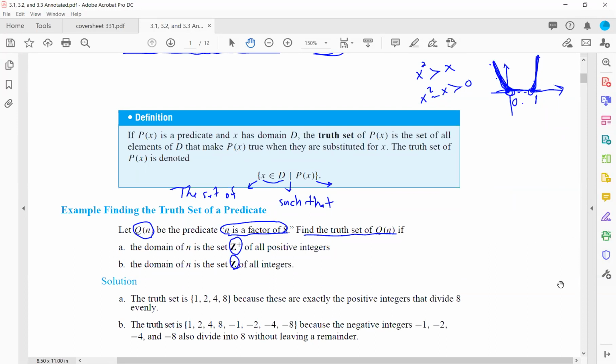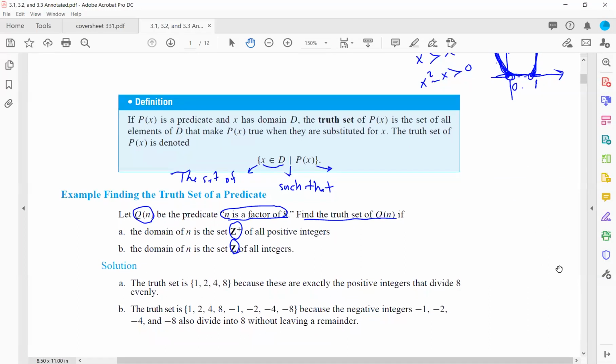Perfect. So, first of all, what is a factor? Suppose you have 8. Factors of 8 are 1, 2, 4, and 8. What about negative values? Are negative values a factor of 8? Of course. The factors of 8, let's use dots here, -1, -2, -4, -8.